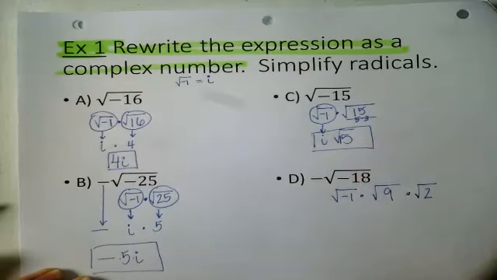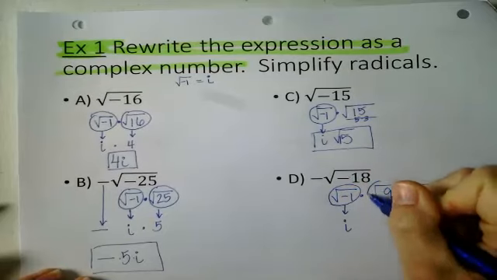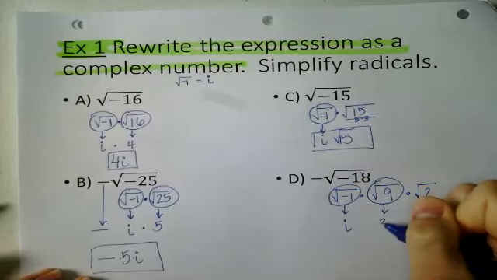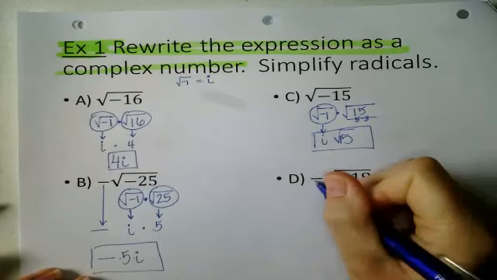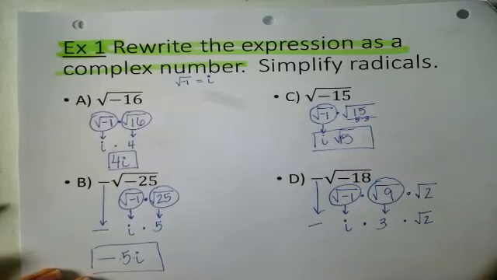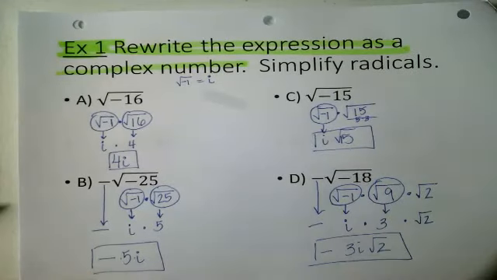So breaking all of that apart, I know that the square root of -1 is i. The square root of 9 is 3. And I can't do anything with the 2. It's prime. And hey, don't forget about your negative. So to put this all together, -3i radical 2 is how I would write that in a standard way.